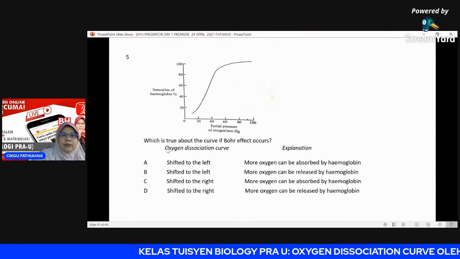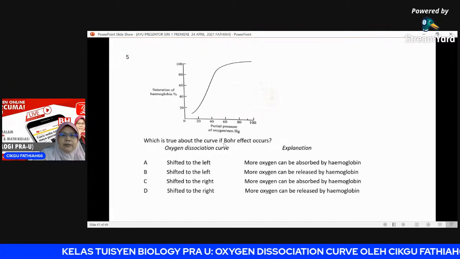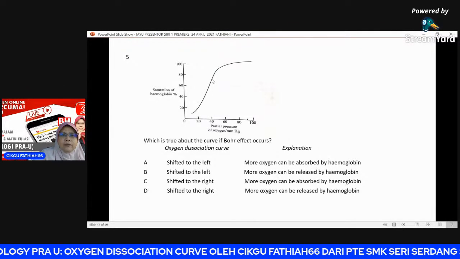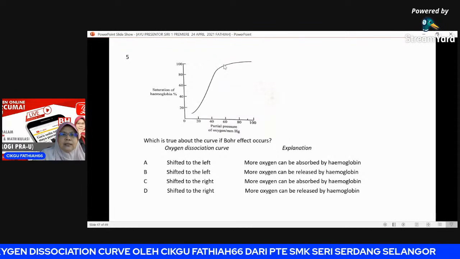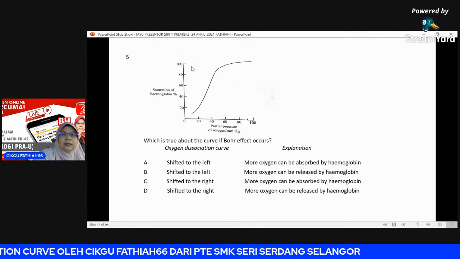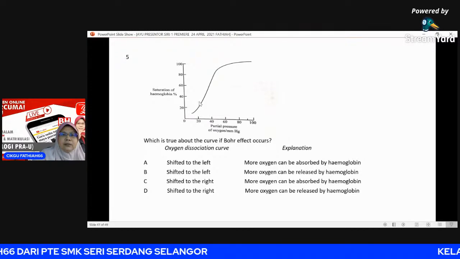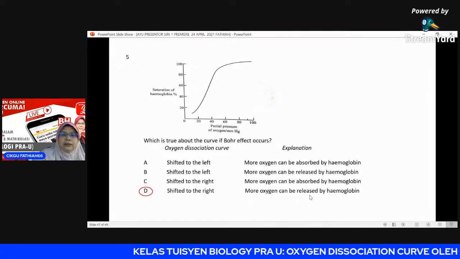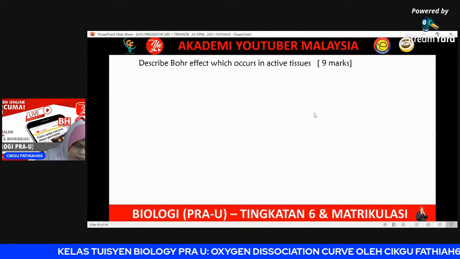Okay, number 5. Which is true about the curve if the Bohr effect occurs? Bohr effect. So you can see here, saturation here is 95%. If the Bohr effect occurs, does it lie to the left or to the right? Shift to the right. Why? More oxygen can be released from hemoglobin. Answer D.